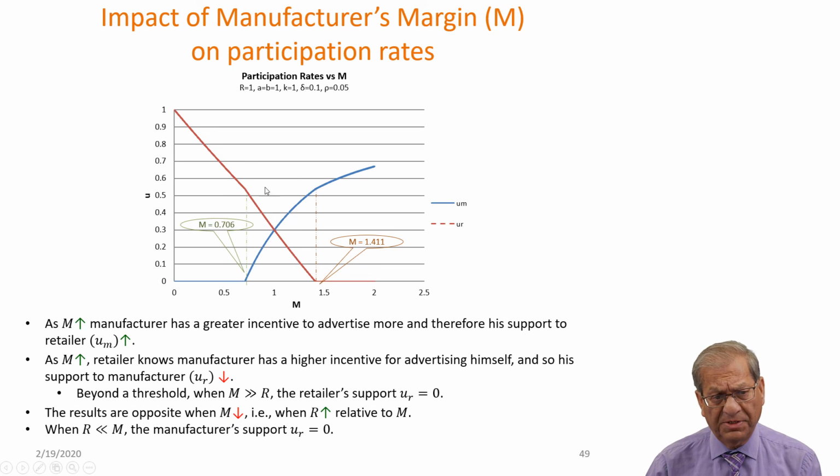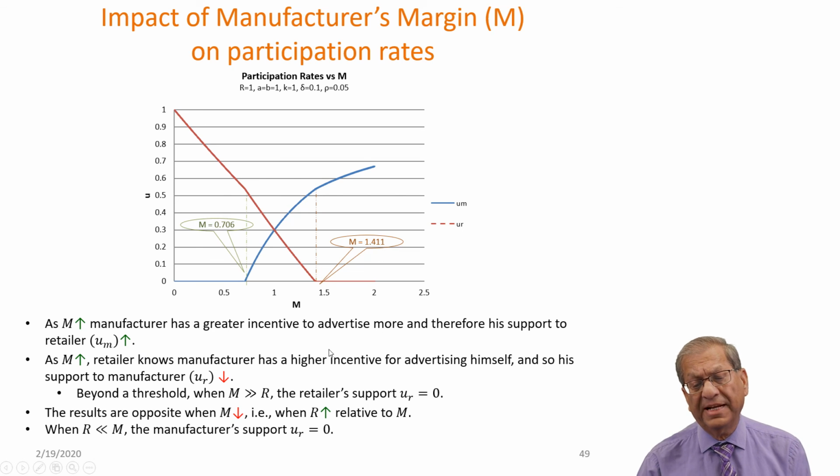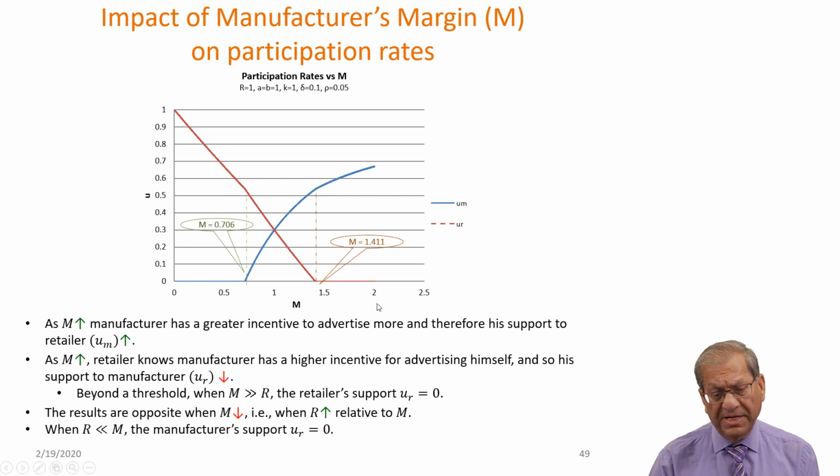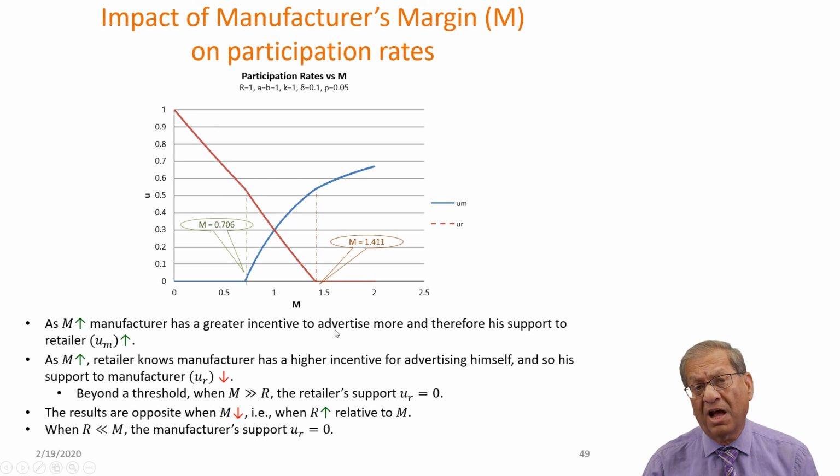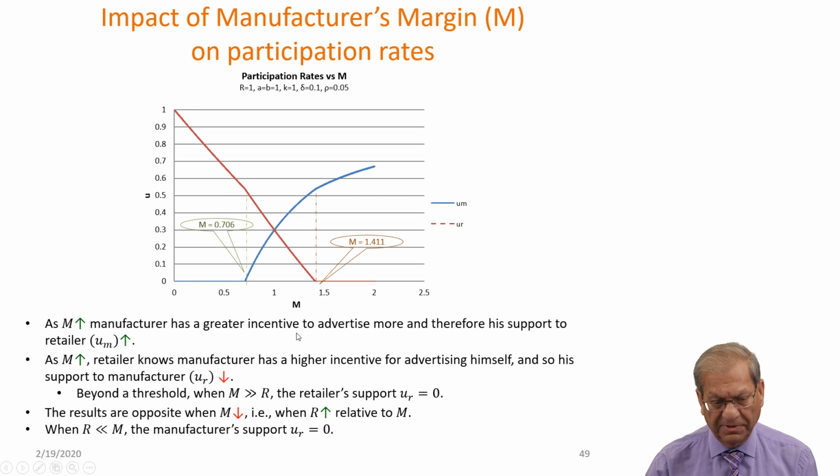As we can see, this particular graph tells you the impact of manufacturer's margin on the participation rates. So here's the x-axis, the manufacturer's margin is increasing, and the blue line shows you the participation rate of the manufacturer, and the red line shows the participation rate of the retailer. The red line goes from here and then becomes 0. As you can see, as M increases, the manufacturer has a greater incentive to advertise more because it is in his interest, because he earns a lot more from the market share, from the sale.